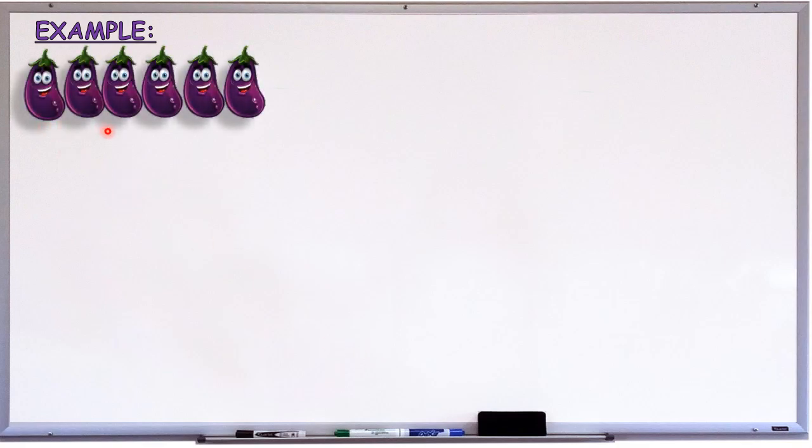Let's take one example. On screen you can see one set of brinjal. Now let's see how many brinjals are there in this set. 1, 2, 3, 4, 5, 6. Minus sign and another set of brinjal having how many brinjals? 2. This sign means we have to subtract, we have to minus, or we have to take away the smaller group from the bigger group. So here we will be taking away 2 brinjals from 6 brinjals.